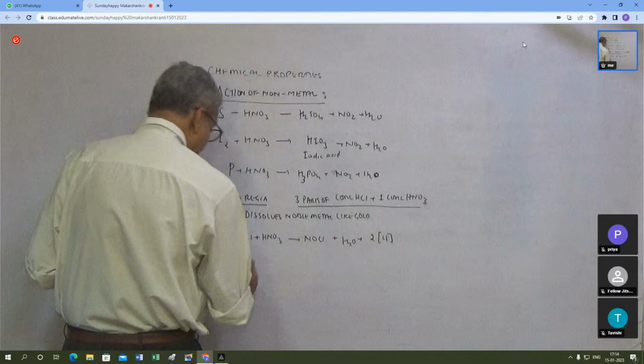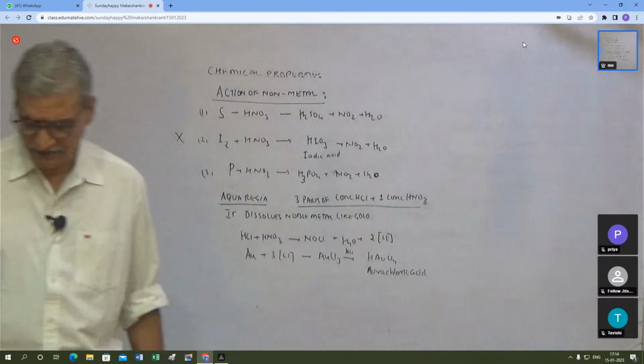Now this gold reacts with nascent chlorine. And what does it form? It forms AuCl3 and that reacts further with HCl to form HAuCl4. This is chloroauric acid. Then how do they regenerate? I think what they do is they add urea. When they add urea, this gold can be regenerated.